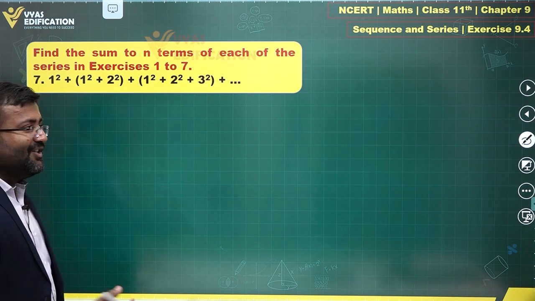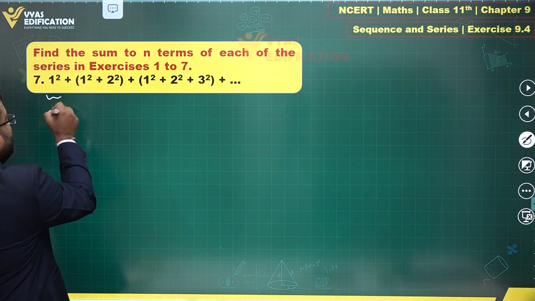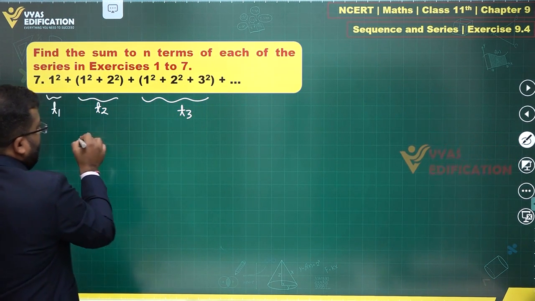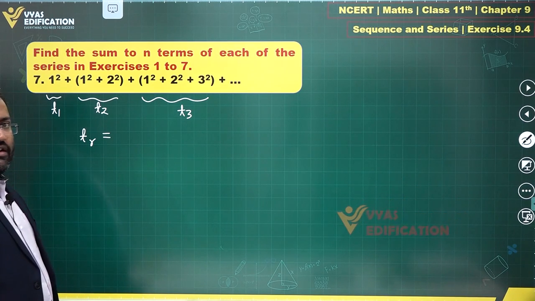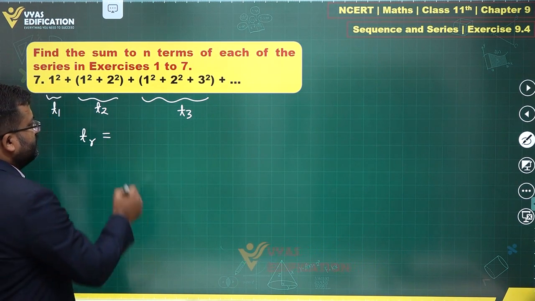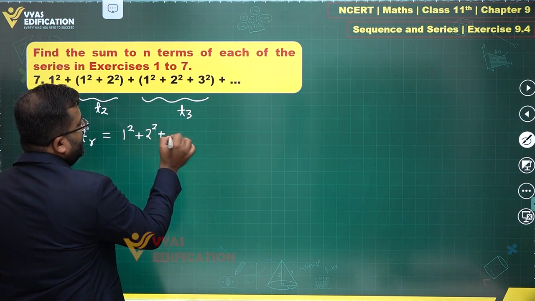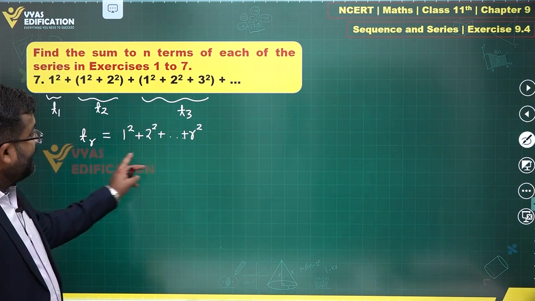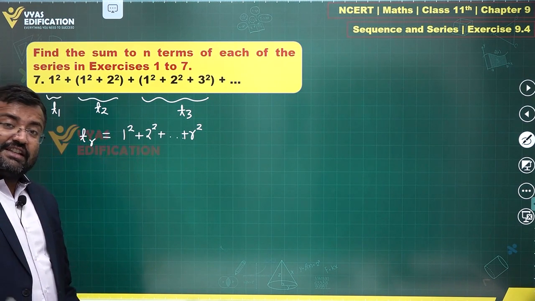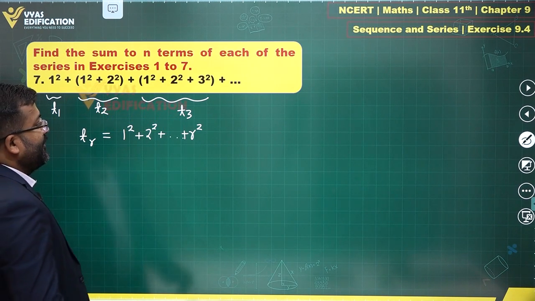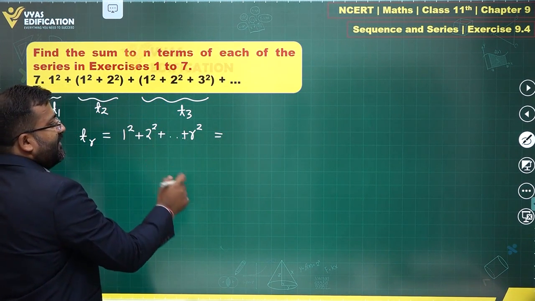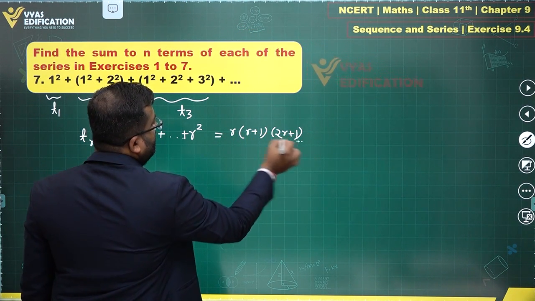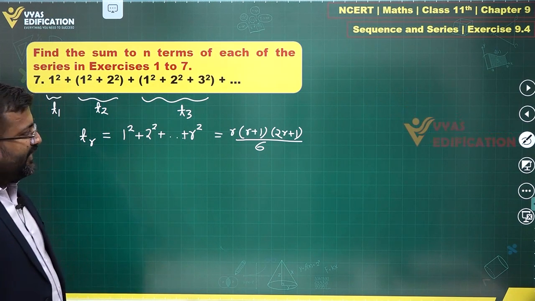What's so interesting in this? Okay, let's take a look at this. This is T1, this here is T2, this here is T3, and similarly you will have TR, which will have the sum of squares starting from 1 square, 2 square up till R square. Yes or no? Yes. Sum of squares. This is just the rth term. Instead of n we have r, so this becomes r plus 1, 2r plus 1 upon 6. And now I need to find the summation for this TR.